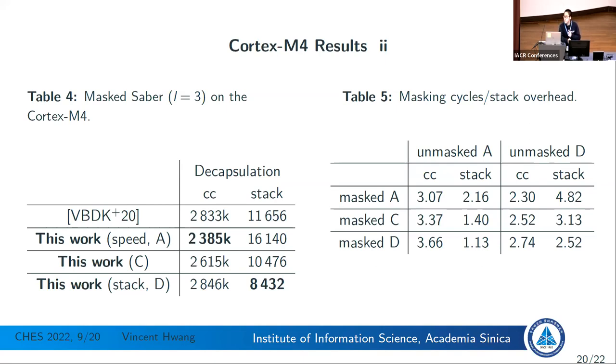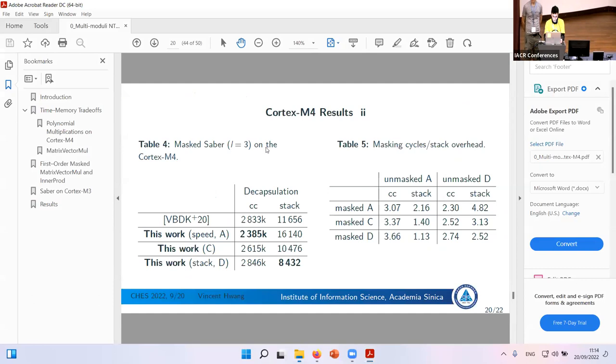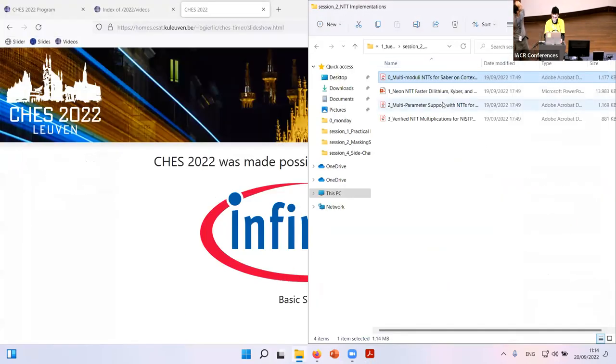Thank you. Let's thank the speaker. So we now move to the second talk. The second talk will be presented by Hanno Becker. And his paper is on Neon NTT, faster Dilithium, Kyber and Saber on Cortex-A72 and Apple M1. The paper will be presented by Hanno. His co-authors are Vincent Wang, Matthias Kannwischer, Bo-Yin Yang, Shang-Yi Yang, and as soon as we're ready, we'll go ahead.